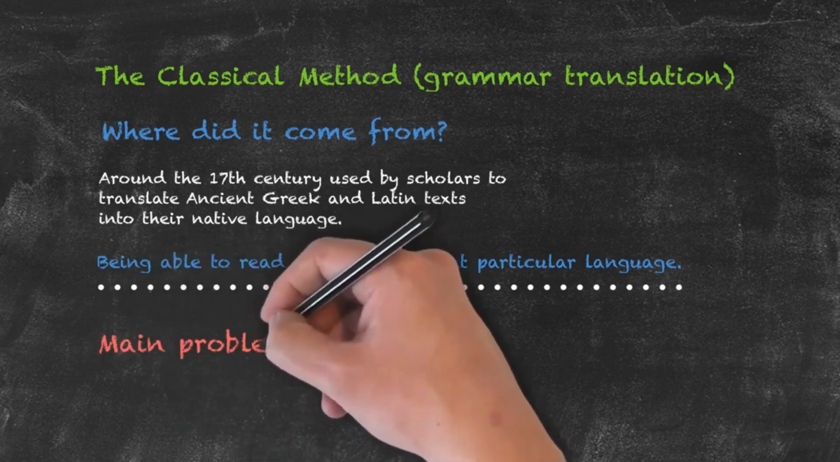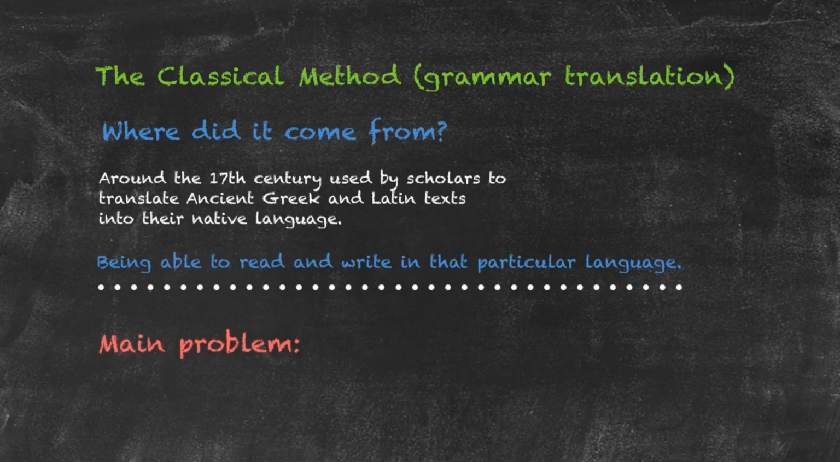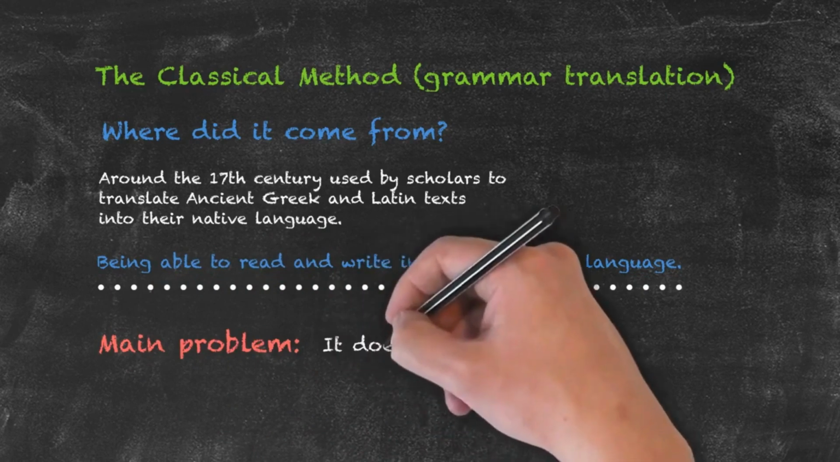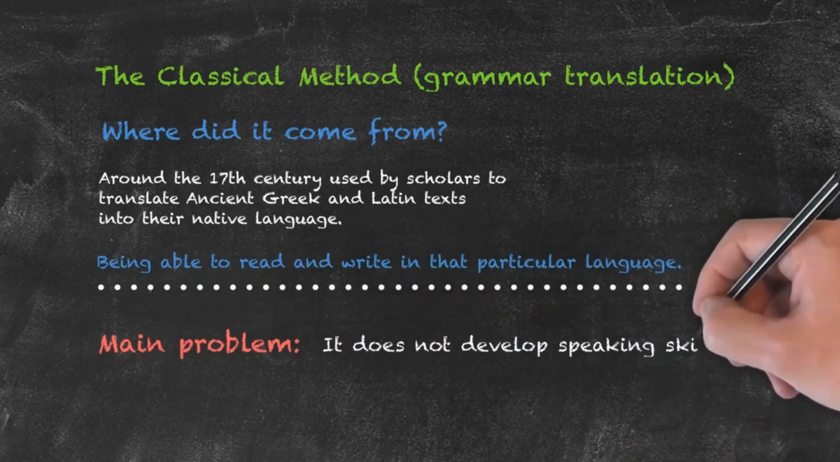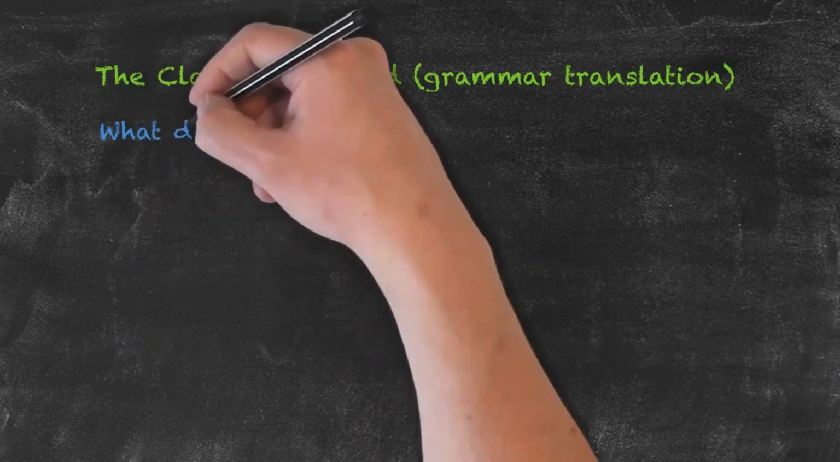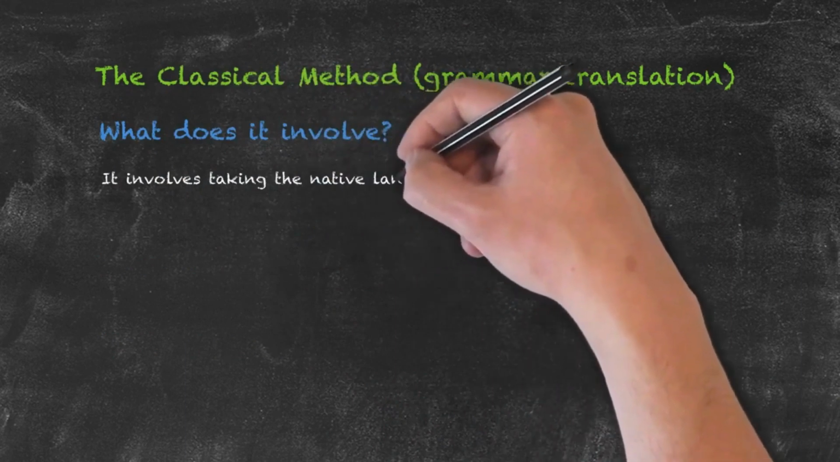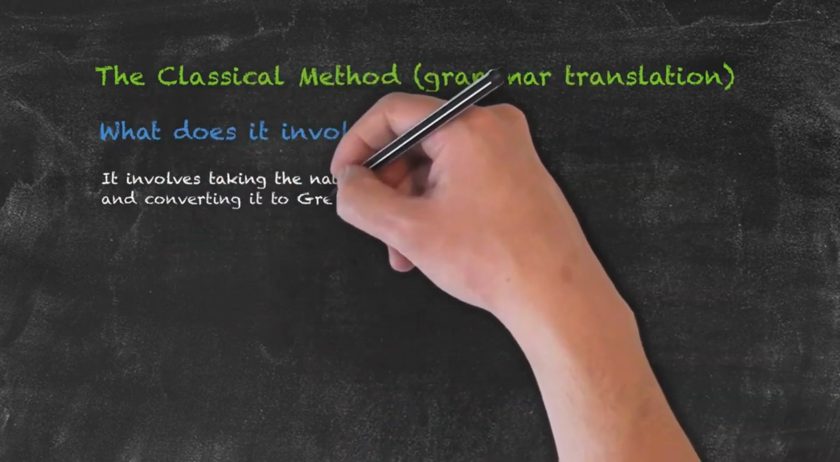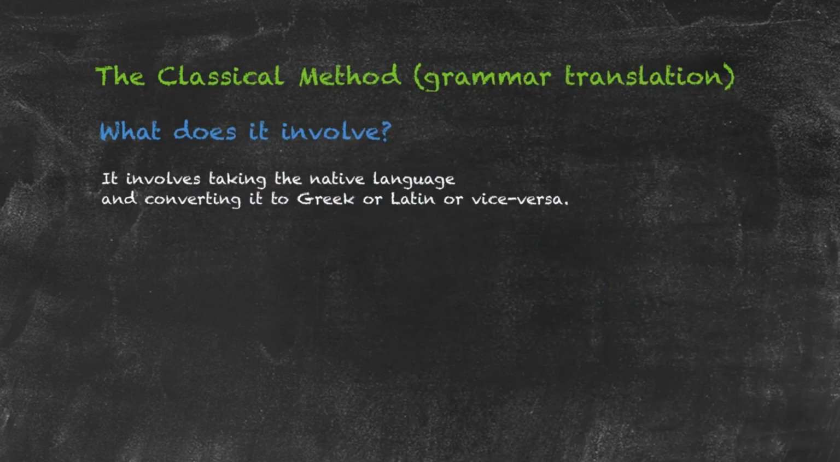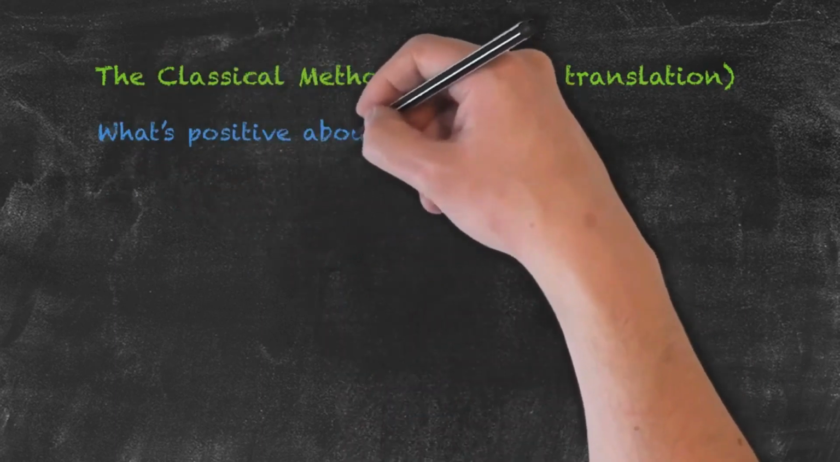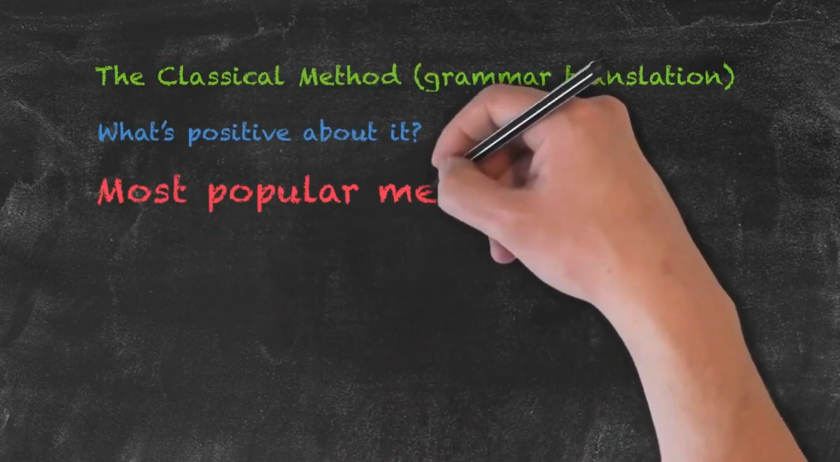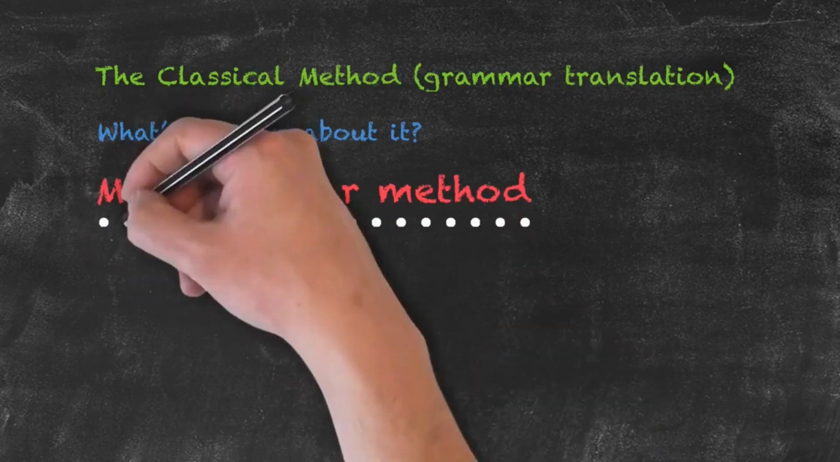So one of the main problems with the classical method or grammar translation is that it does not develop speaking skills. What does it involve? It involves taking the native language and converting it to Greek or Latin or vice versa. What's positive about it? Well, it is the most popular method for teaching language.